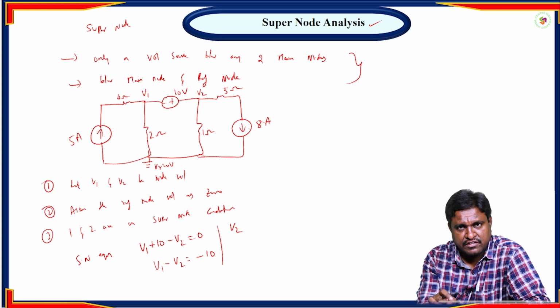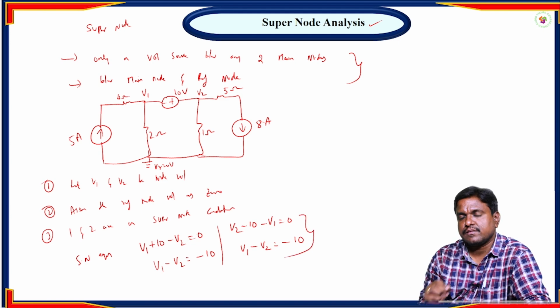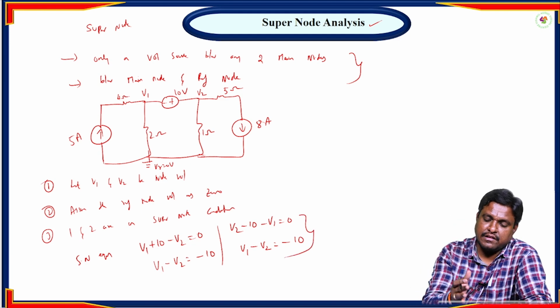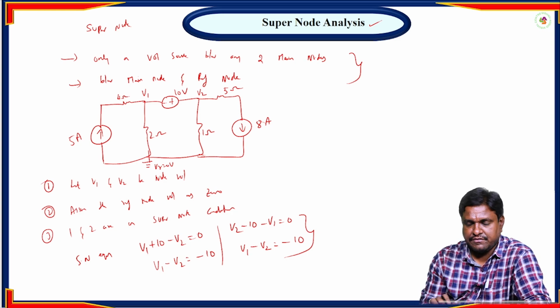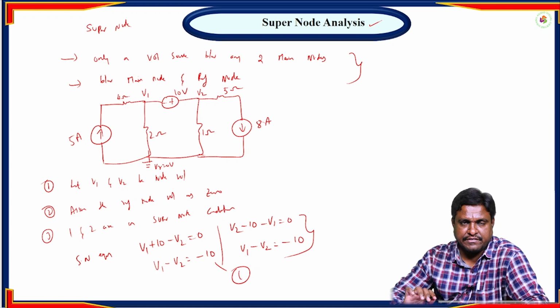So V2 is going to be positive with respect to all the other nodes. So V2 minus (plus minus 10) minus V1 equal to 0. If I take 10 on the other side, we get V1 minus V2 equal to minus 10. I am going to get the same equation. Whether you start with V1 or V2, we are going to get the same equation. This is equation 1, the supernode equation.